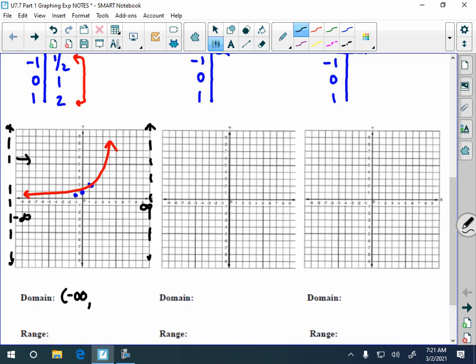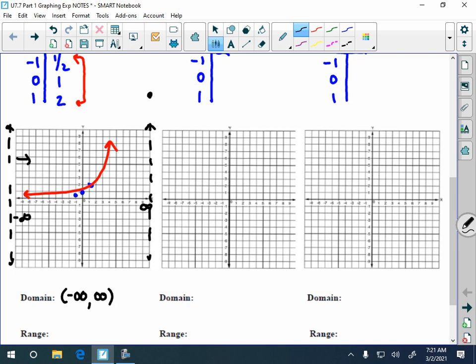And that's because our graph, the right arrow, is going off at an angle. It's not going vertical, but it's going out at an angle, so it's going to intersect really high, way up there somewhere. So it's going to be negative infinity to positive infinity.